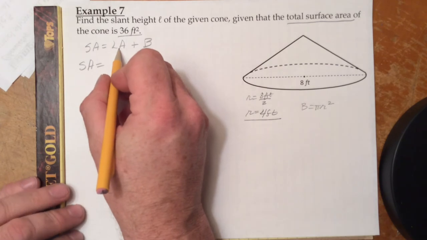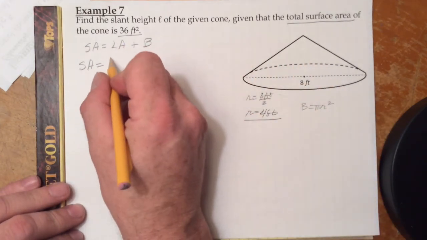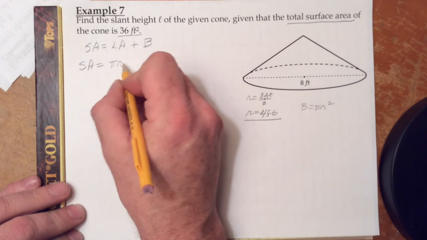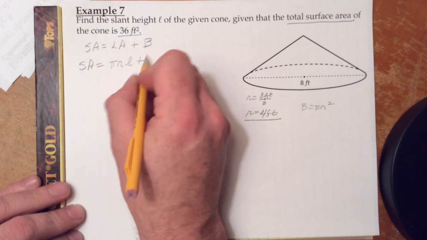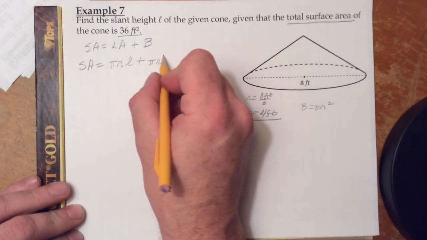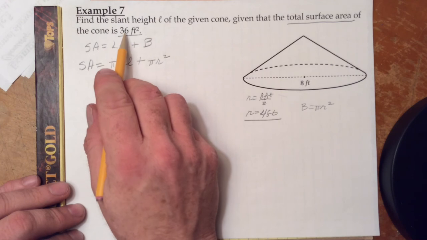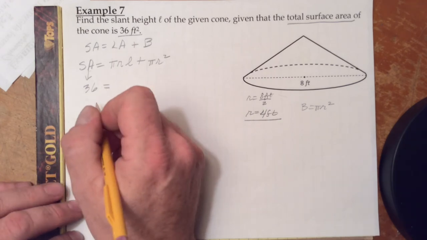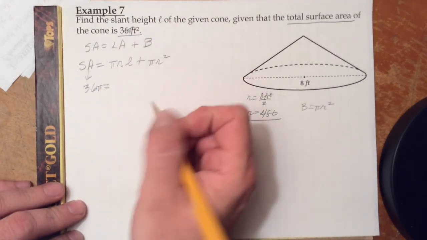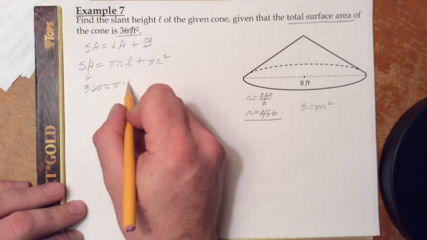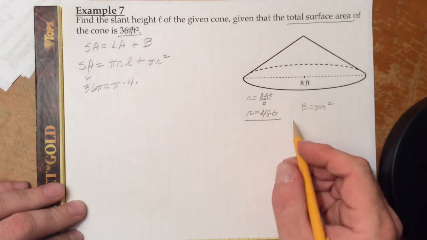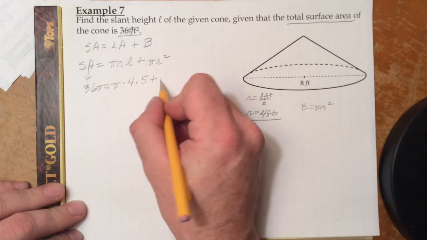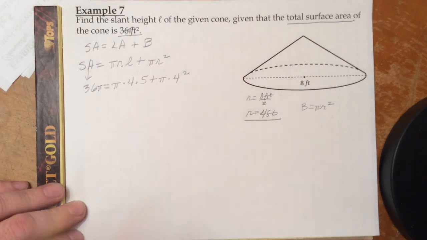The lateral area of a cone is, excuse me, not 1/2, it's pi r L. Pi times the radius times the slant height, plus the area of the base face, which is pi r squared. So plugging in everything we know, the total surface area is 36, so we plug that in here. 36 pi, sorry. 36 pi equals pi times the radius, which is 4, times the slant height. So we need the slant height, which they gave us was 5, plus pi times the radius, which is 4 again, squared.